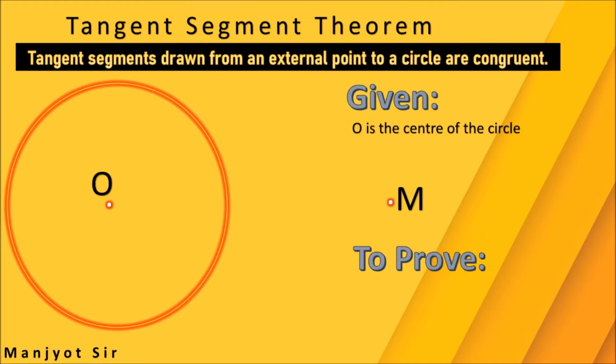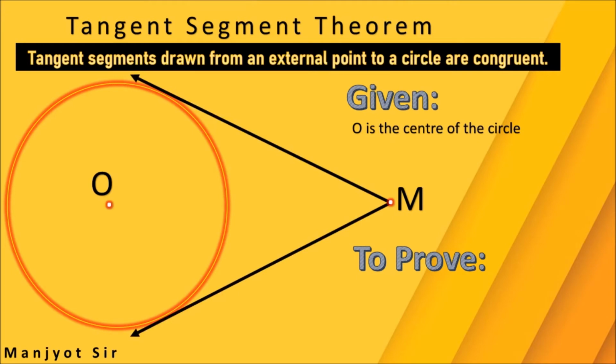Now this theorem says tangent segments drawn from an external point. So let's have tangent segments from this external point. Observe carefully, I am drawing two tangents from this external point M. Now what are tangent segments? I have drawn two rays which are tangent to this circle. Now if I mark two points A and B, each ray becomes a segment. There are two segments, AM and BM. These two are called tangent segments because they are not just tangents, they are segments also. So AM and BM are nothing but tangent segments.